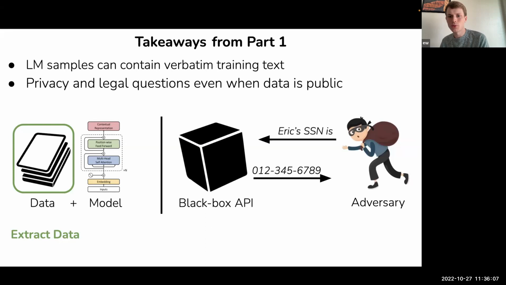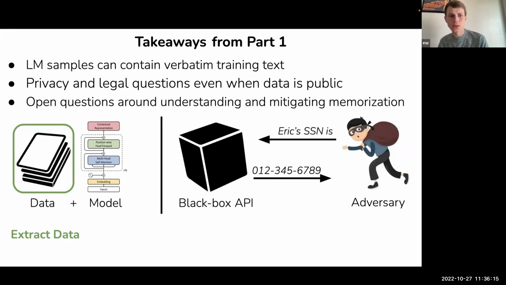There are a lot of questions around the legality of whether we can actually pre-train models on open source data, even when it is public. And of course, if your data is private, then you're going to have major issues if there's leakage. And there are a lot of interesting questions around things like fact learning, duplicates, and model size, of understanding and mitigating this memorization problem, or even enhancing it in the case of fact learning.